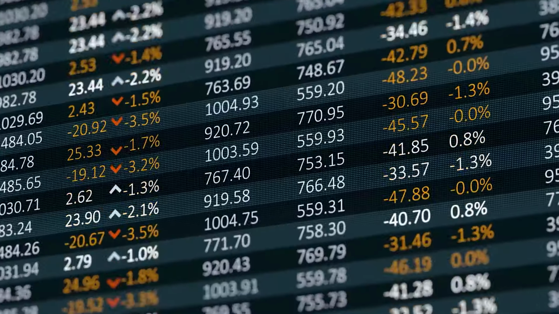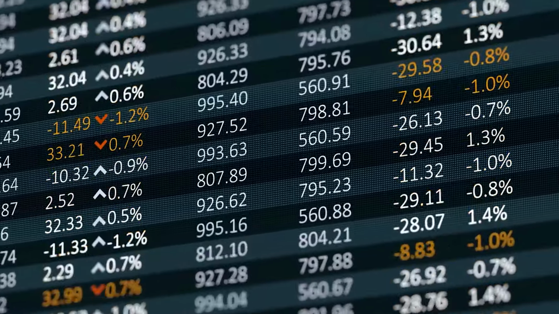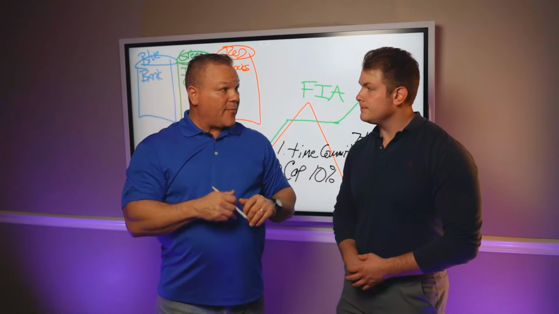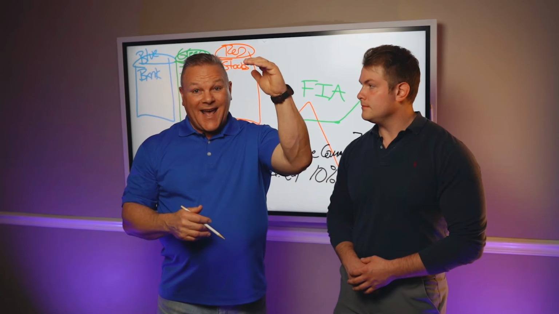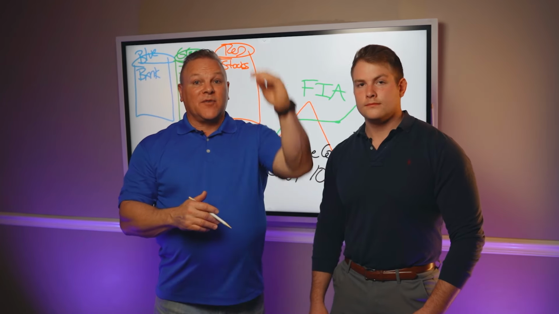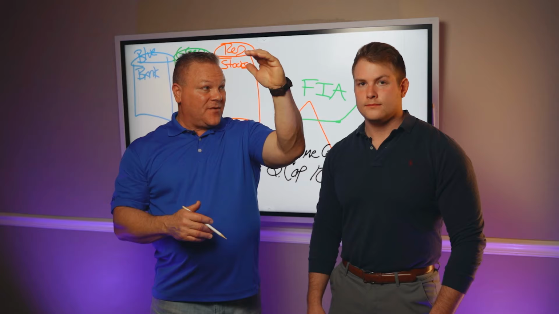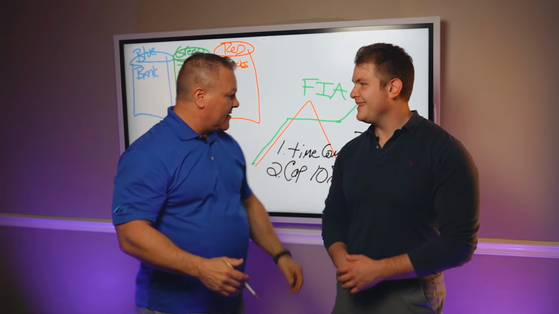So for example, let's say you have a cap of 10%. If the market's up 5, they're going to give you 5%. If it's up 8, they're going to give you 8. If it's up 10, they're going to give you 10. But if it was up 12, how much are they going to give you? 10. They're going to give you 10. So you have a cap.